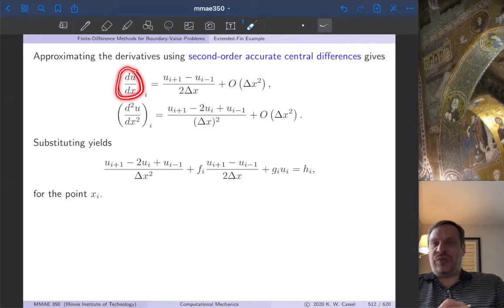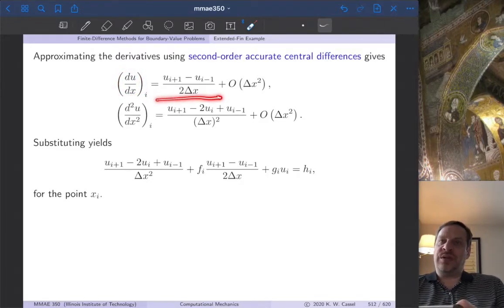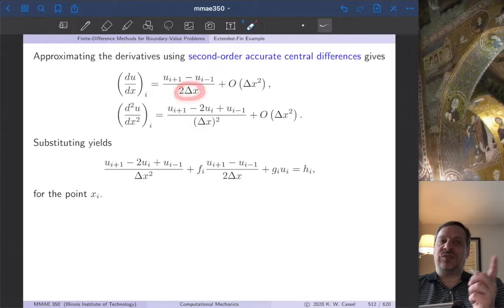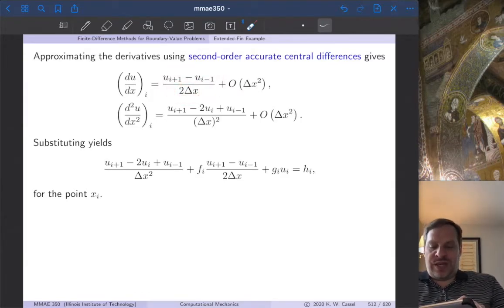For the first derivative approximation, we'll use a second order accurate central difference, which you see here. It's the usual u i plus 1 minus u i minus 1 over 2 delta x. You can always think of this as rise over run. So 2 delta x is the distance between the 2 points, and we're taking the rise, the change in u over those 2 points, divided by the distance between them. And that is a second order accurate approximation.